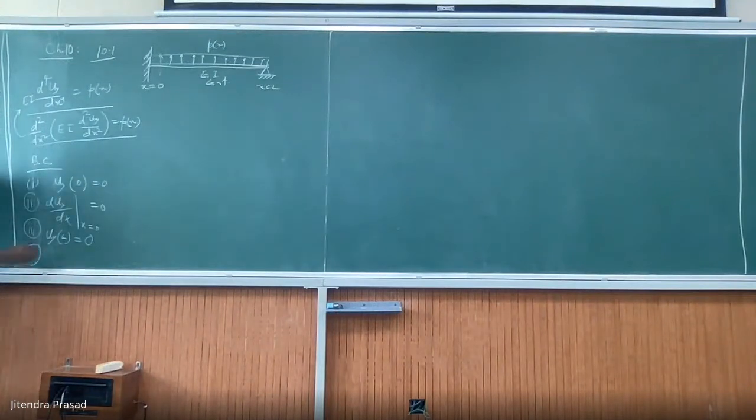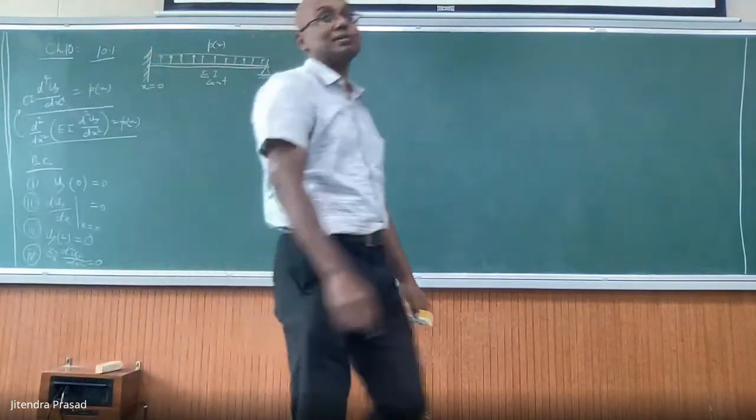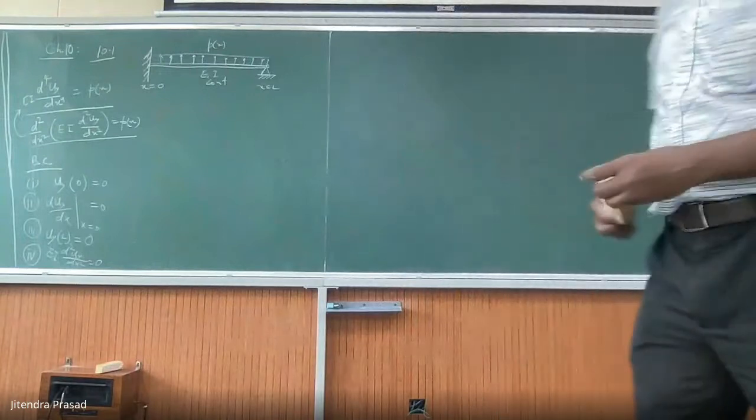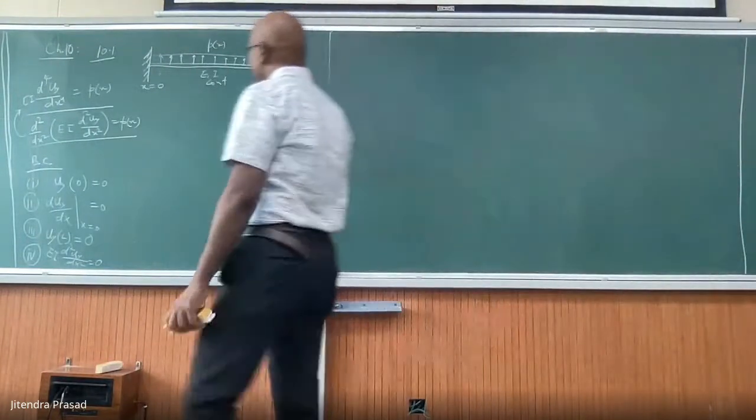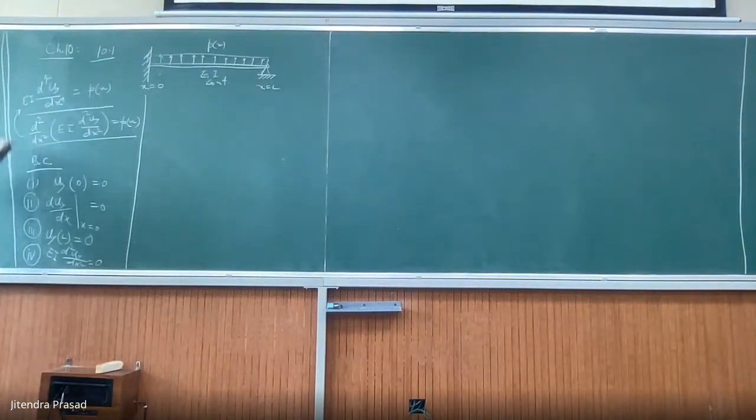So moment is 0 means EI d²uy/dx², or simply the double derivative of uy, is equal to 0. So these are the 4 boundary conditions. Based on that, you have to solve. First part is solving analytically, and you can do it. What you have to do is keep on integrating, and finally you put all those values. You can do it.